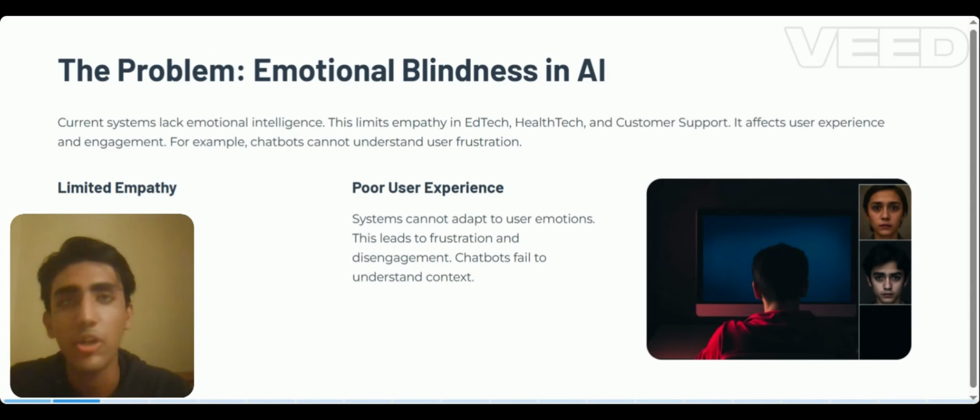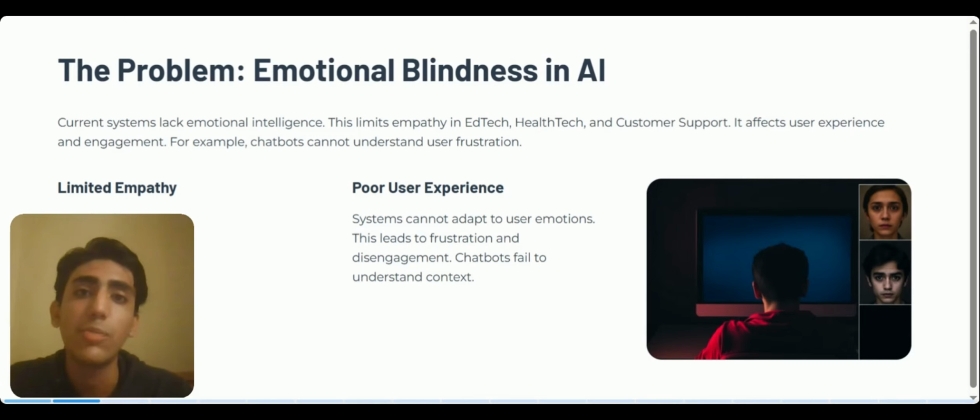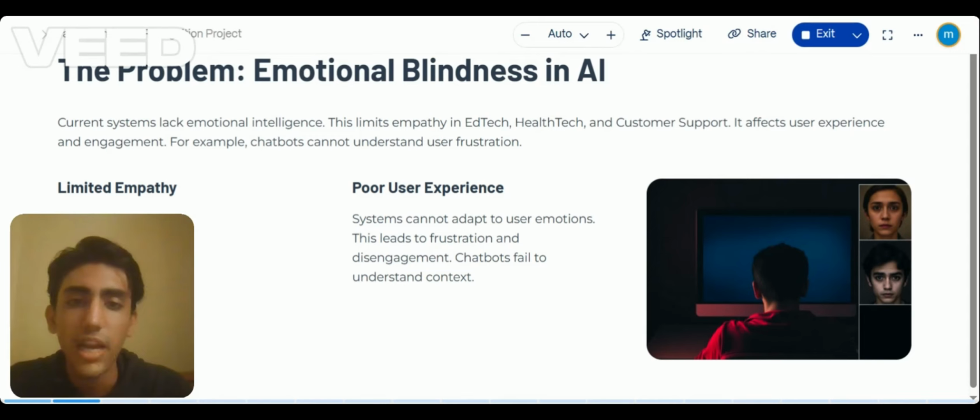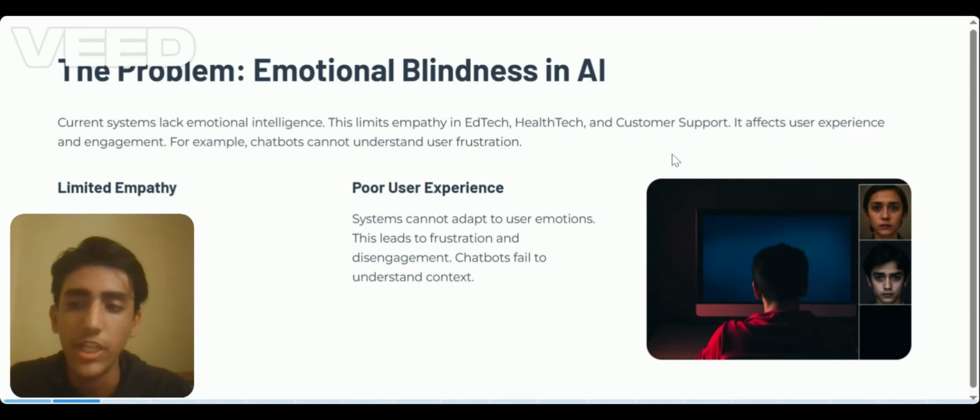issues which happen, because usually what happens in the ICU, since they're not always being monitored 24 by 7, sometimes the patient goes through pain, and the doctors find out a tad late. It would be better if they knew earlier on, right? So that is the problem that we are dealing with. Mainly, it's useful for ed tech, health tech, customer support, but there are obviously other applications of this as well. It's not just limited to these three fields.